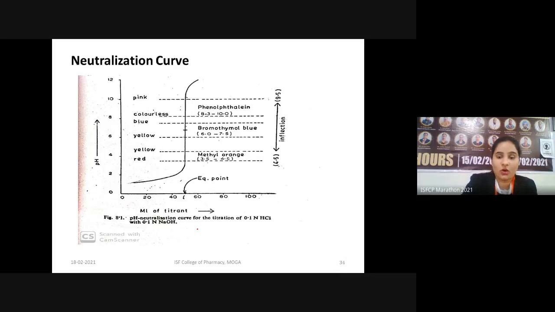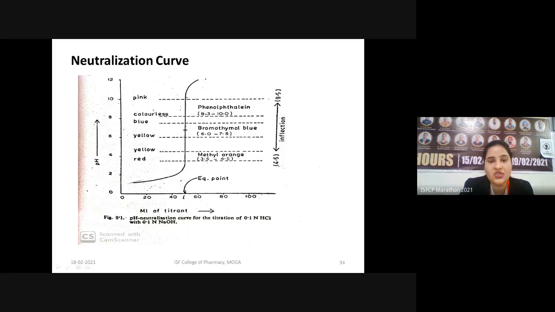Okay, so this is the neutralization curve, which is observed for strong acid and strong bases. Here on the x-axis we have the ml of titrant, that is the solution which we are adding from the burette, and on the y-axis we have the pH. On the addition of titrant, that is, here we are dealing with a basic titrant, we can observe that earlier the pH was increasing slowly, and after the point of equivalence there is a sudden rise in the pH.